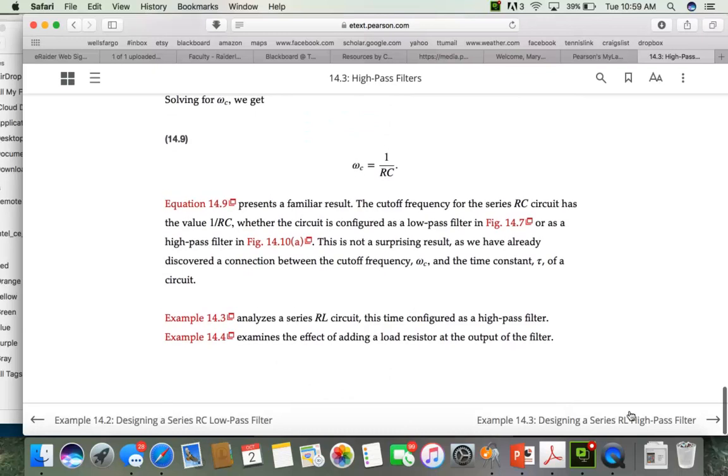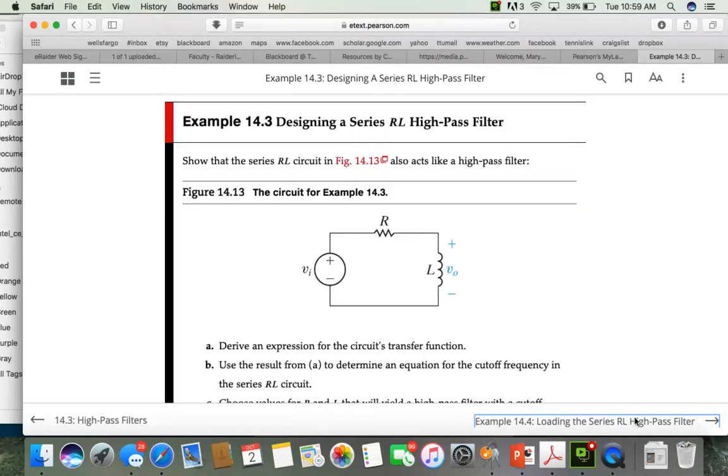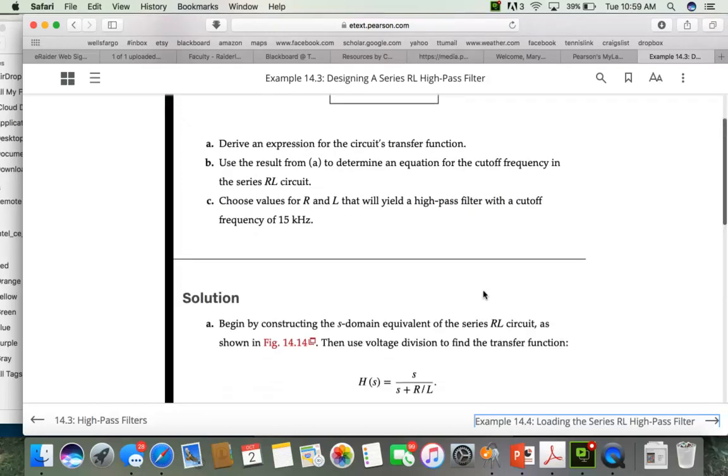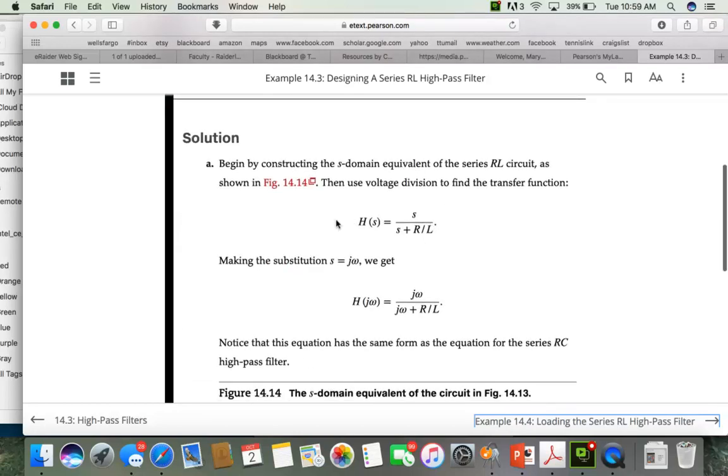All right, so we can also design a series RL. Remember that as omega is small, approaching DC, an inductor looks like a short. As omega approaches infinity, an inductor looks like an open. So for the series RL high pass filter, we'll take the output voltage across the inductor. You can write the transfer function for that using a voltage divider, and you end up with this expression for H of s being s over s plus R over L.